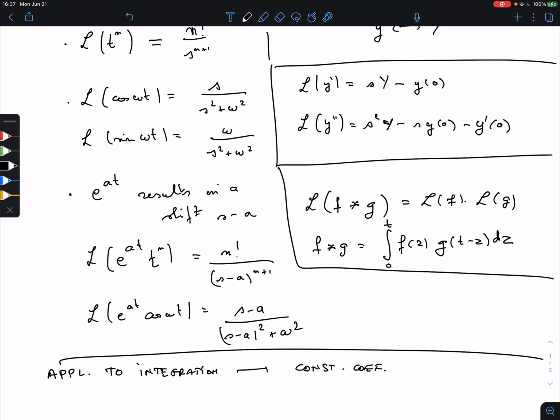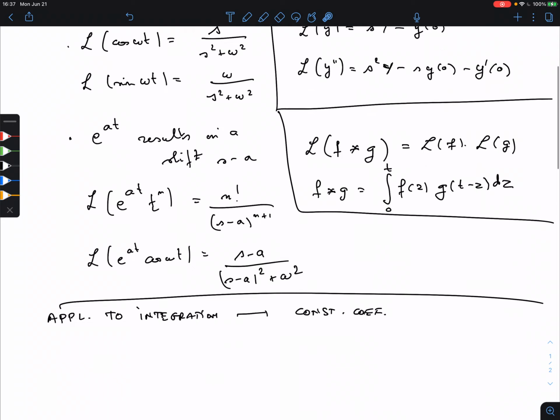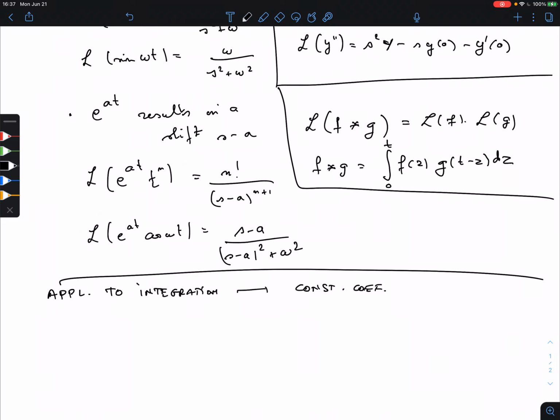Now the formula is not so difficult, but you have to think a little bit when you're dealing with concrete functions, because you're plugging in z and you're plugging in t minus z. Okay? All right. So these are the formulas that we need to solve our differential equation.